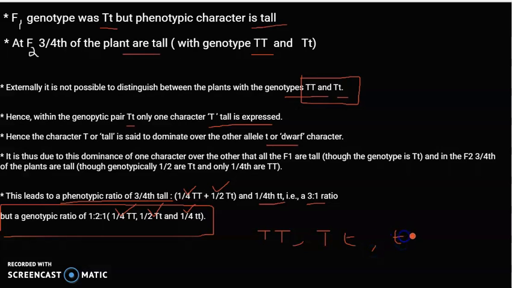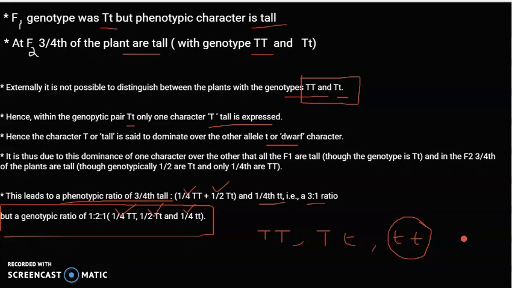So in this, what Mendel did was, he self-pollinated the F2 plants and found that the dwarf F2 plants continued to generate dwarf plants in F3 and F4 generation. Okay, so he again continued the experiment.